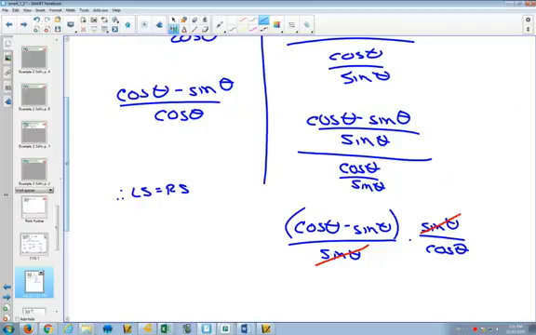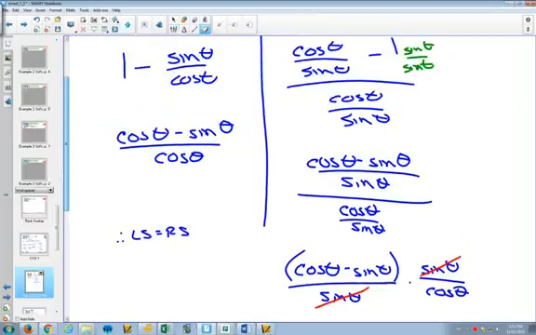You can change the ones as well, because 1 is equal to sine squared plus cos squared. So that you can do as well. That sometimes makes it bigger, right? And anytime you make it bigger, sometimes it makes it more complicated, but sometimes that's the strategy you need to use. I want to show you something else.